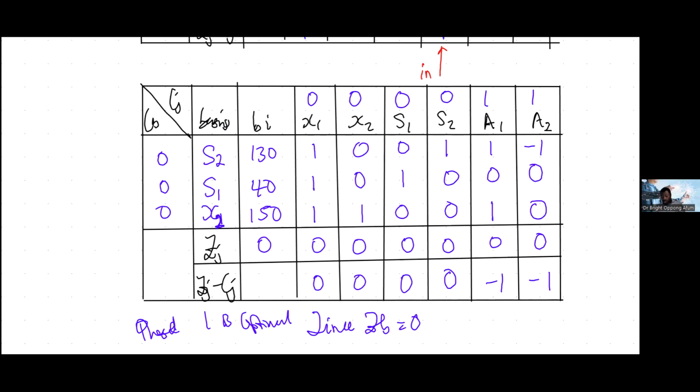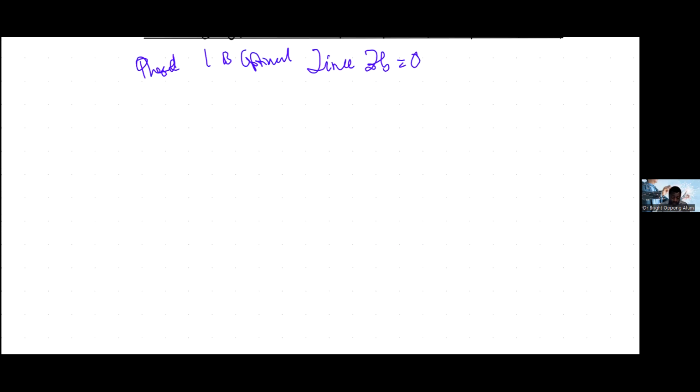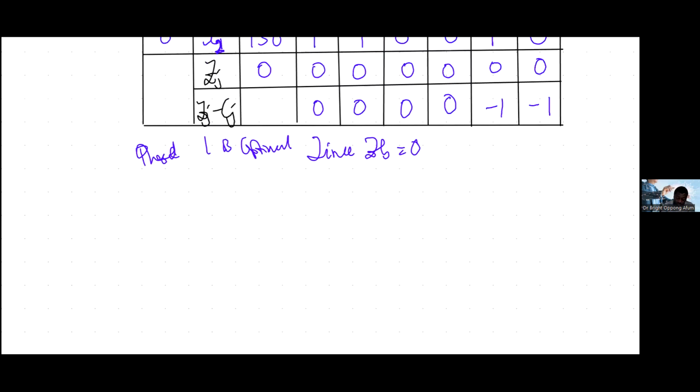So now we move on to phase 2. So let's keep this tableau and let's move on to phase 2. In phase 2, before we draw this, we need to know that our new objective function is now 20x1 plus 10x2 plus 0s1 plus 0s2.